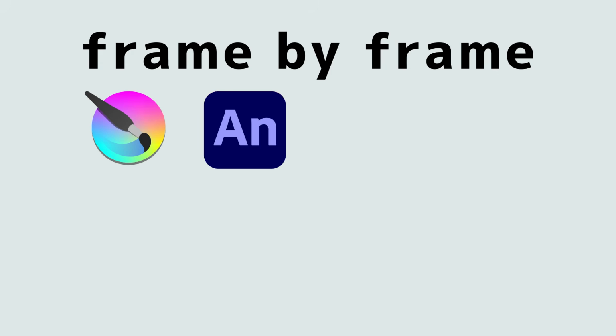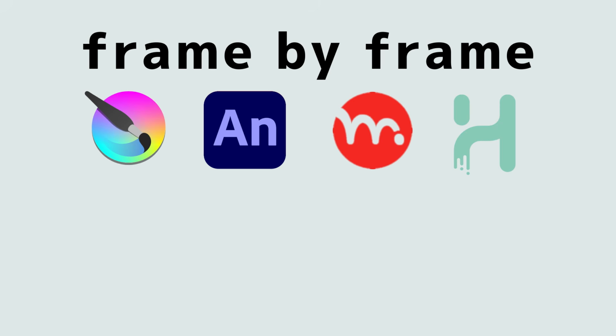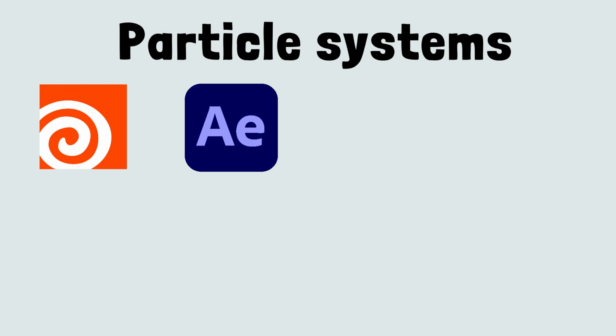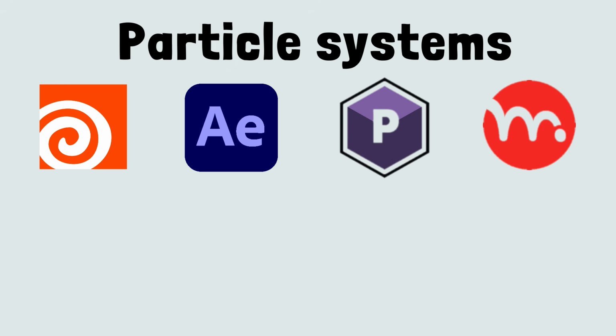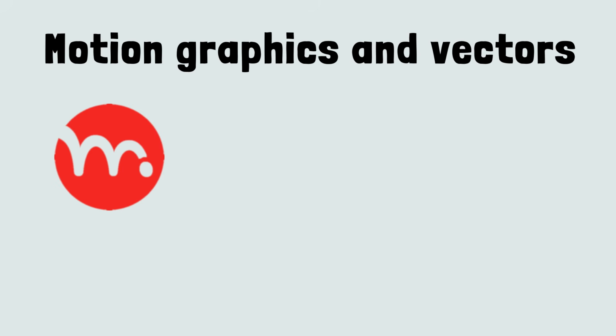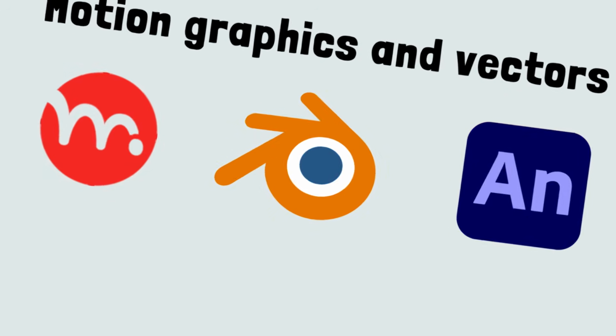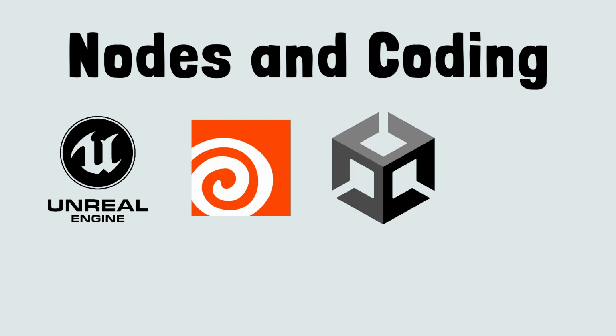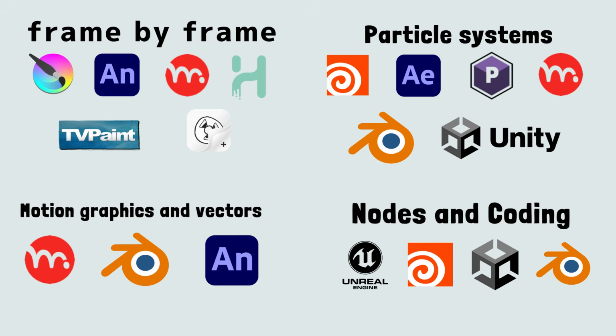For frame by frame, the best software in order are Krita, Adobe Animate, Moho, Toon Boom Harmony, and TV Paint Studio. On mobile, Flip-a-Clip is the best option right now. For particle systems, the best ones are Houdini, Adobe After Effects, Particle Illusion, Moho Pro, Blender, and Unity. For motion graphics and vectors, the best are Moho Pro, Blender, and Adobe Animate. For nodes and coding, the top ones are Unreal Engine, Houdini, Unity, and Blender. That's my list of the best software for different effect creation methods.